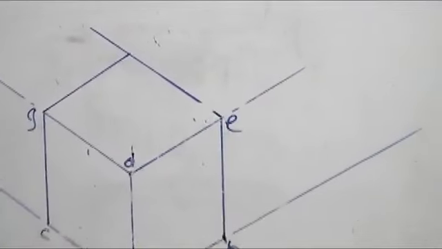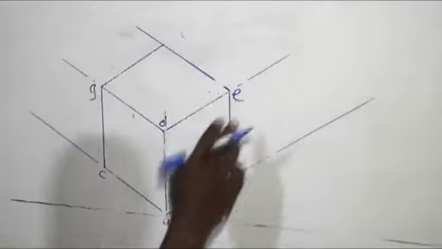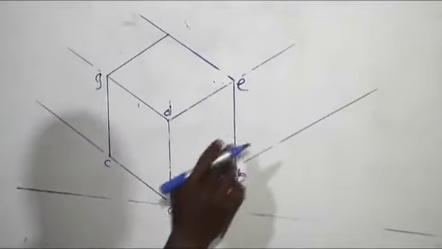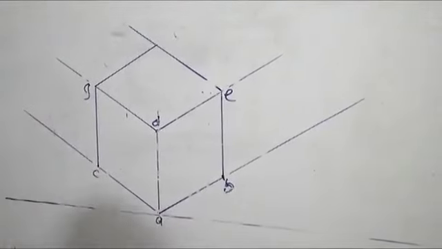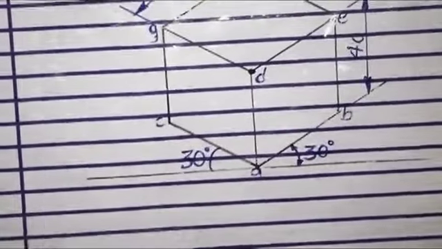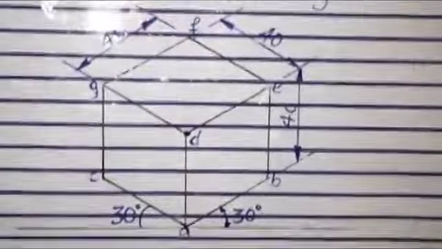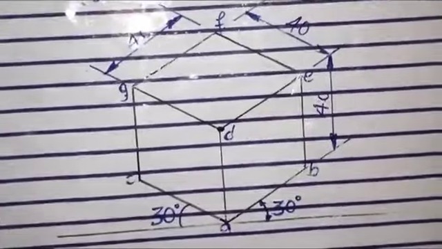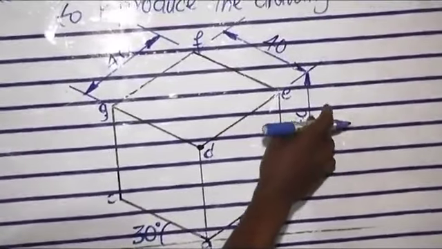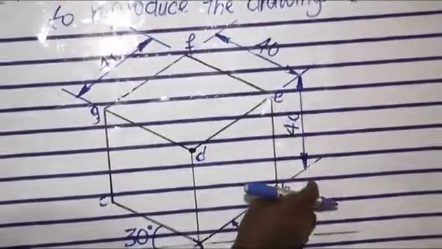Alright? So now take a look at it. You can see that all these lines, the extension lines, you just need to use them for your dimension line. So you look at the drawing given to you, then you start inserting your dimensions. Okay? So for you to insert your dimension, make sure you look at this line. You see that this line, which is 40, the dimension line, is parallel to this line BE.